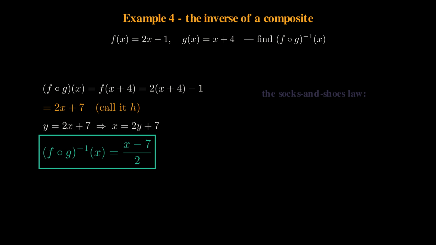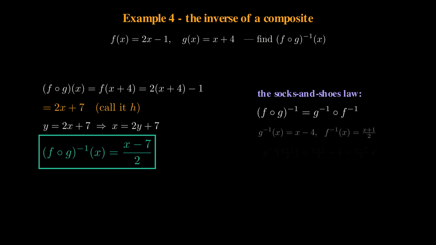There's a shortcut law. The inverse of a composite reverses the order and inverts each piece. g inverse composed with f inverse. Undo the last thing first. Check it. g inverse is x minus 4. f inverse is (x plus 1) over 2. Compose them in that reversed order, and you get (x minus 7) over 2. The identical answer. Shoes off, then socks off.